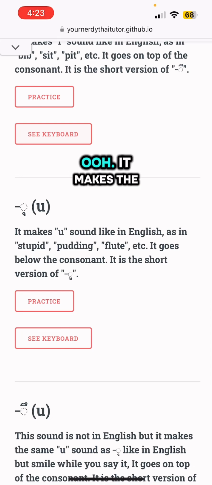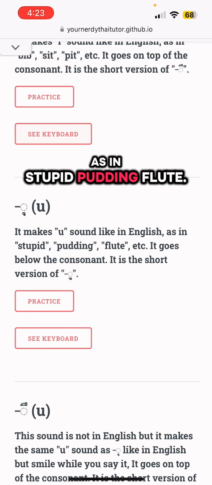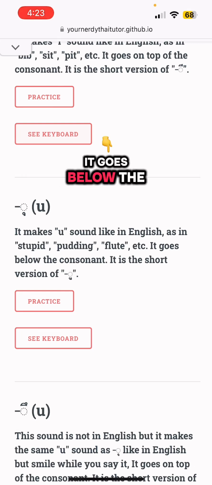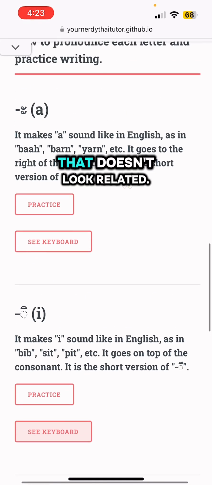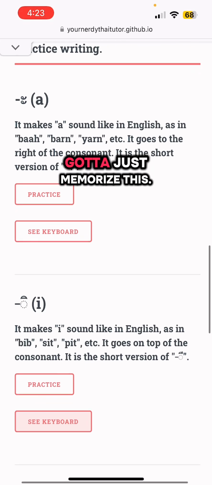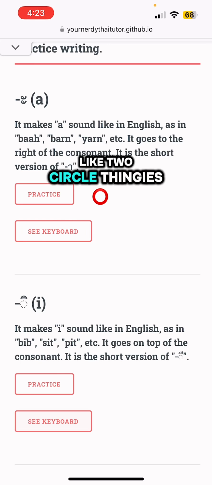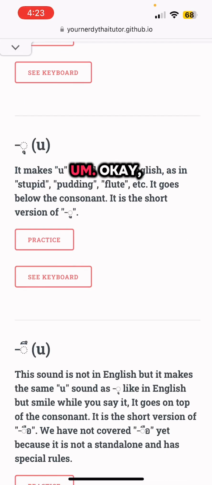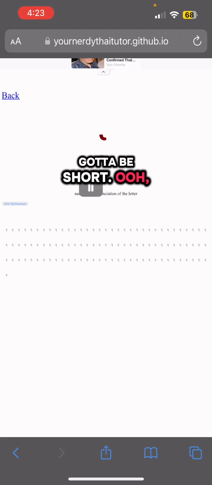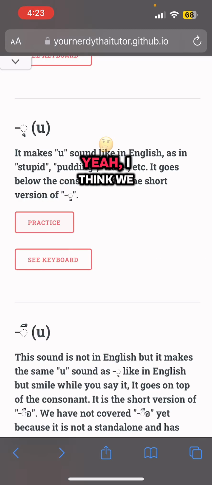And then we got ooh. It makes the ooh sound like in English, as in stupid, pudding, flute. It goes below the consonant as a short version of ooh. See, these two also look related. It's just the ah that doesn't look related. Gotta just memorize this, like, 2 circle thingies are ah. Okay, let's practice him. Gotta be short. Ooh, ooh, ooh. Yeah, I think we got it.